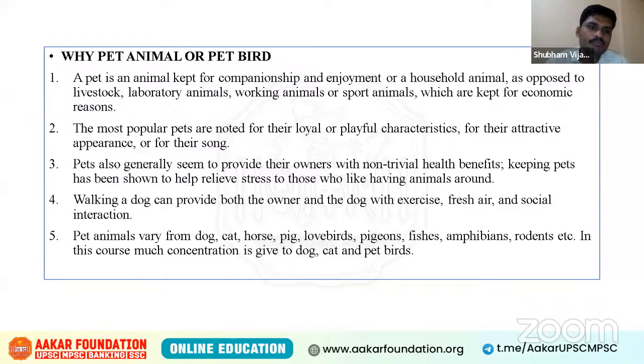Walking a dog can provide both the owner and the dog exercise, fresh air, and social interaction. Here you can see what different types of pets there could be. Generally in our mind, pet means dog, cat or birds, but the animals used under this pet category are the dog, cat, horse, pig, lovebirds, pigeon, fishes like aquarium fish, amphibians, even rodents also. In this course, we are giving much concentration to the dog, cat and pet birds, as they are kept most often, compared to the others.